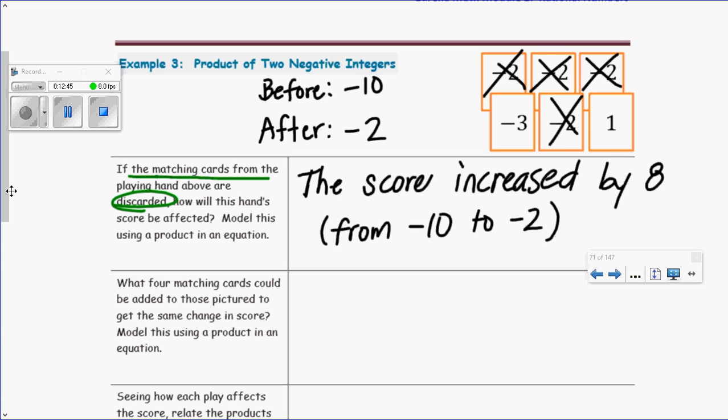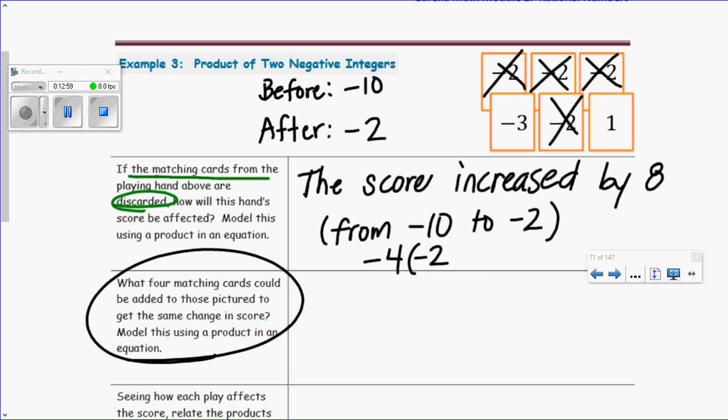So what were the 4 matching cards? We got rid of the negative 2's. What 4 matching cards could be added? The first thing I want to do is show the problem that we did. We got rid of 4 negative 2 cards, so this problem reads negative 4 times negative 2. The negative is the "I got rid of" symbol. I got rid of 4 negative 2 cards, and my score went up 8. So negative 4 times negative 2 is actually positive 8.